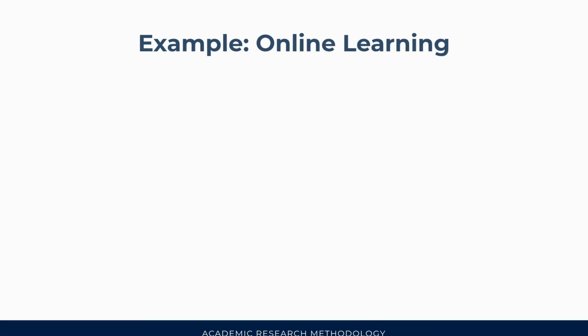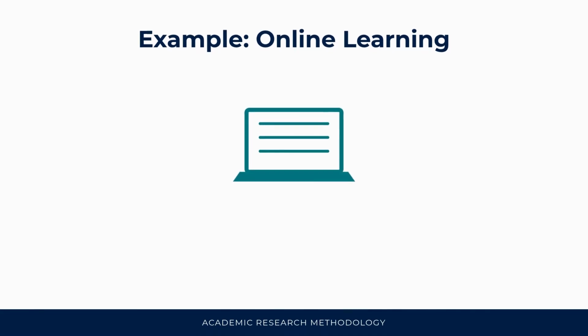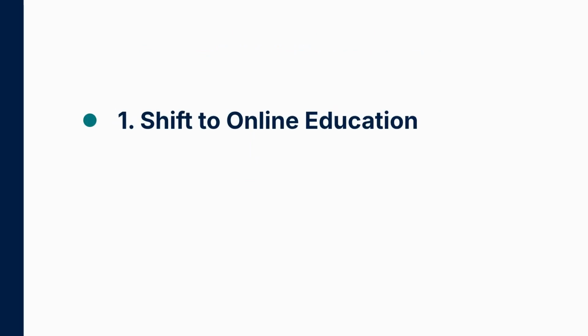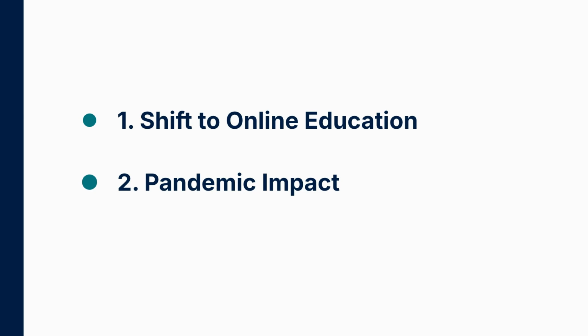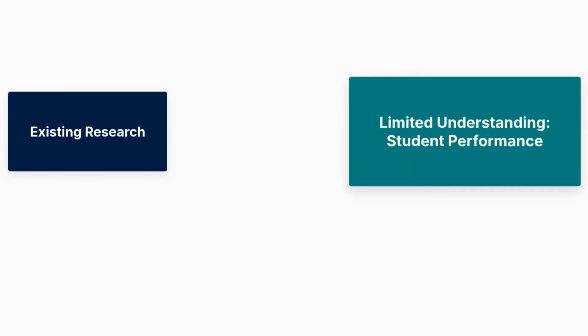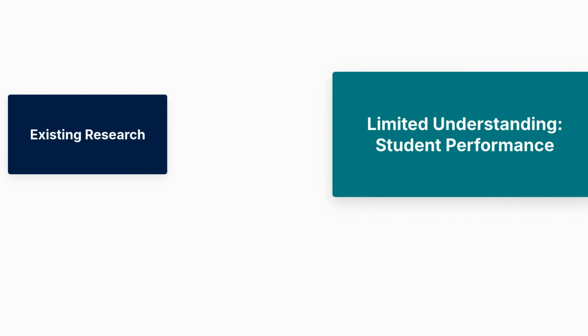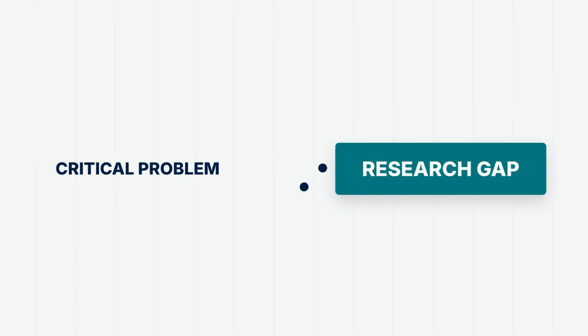For example, if your study is about the effects of online learning on student performance, you could write, with the growing shift to online education, especially during the COVID-19 pandemic, many students have struggled to adapt. While research exists on online learning, there is limited understanding of how it impacts academic performance in university students. This points out the issue and highlights the gap in existing studies.